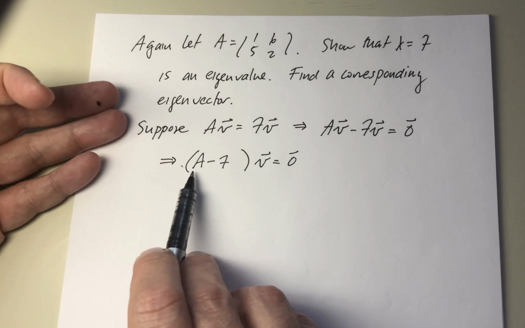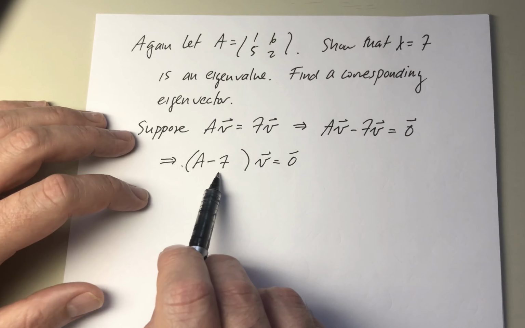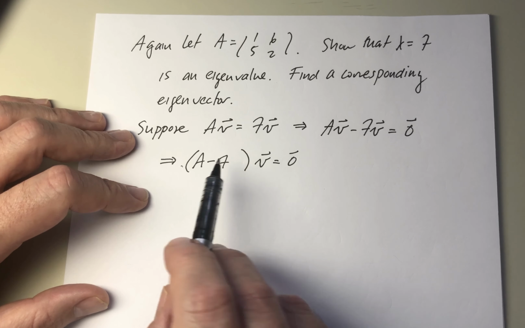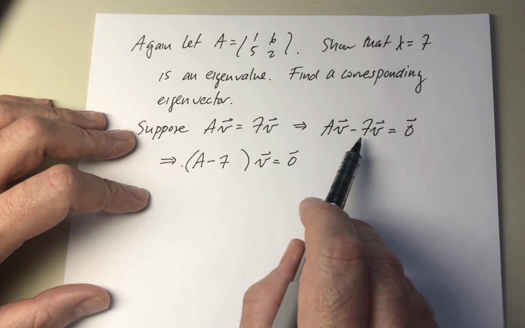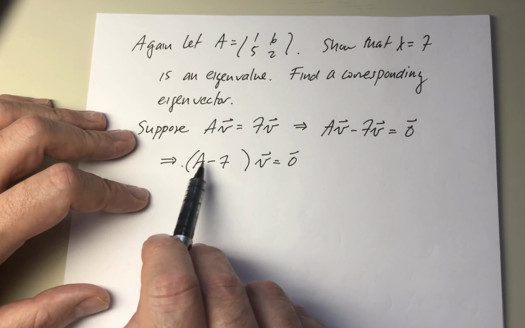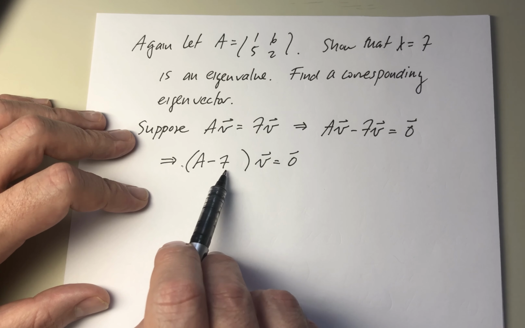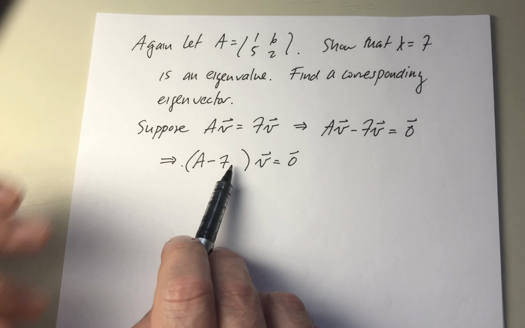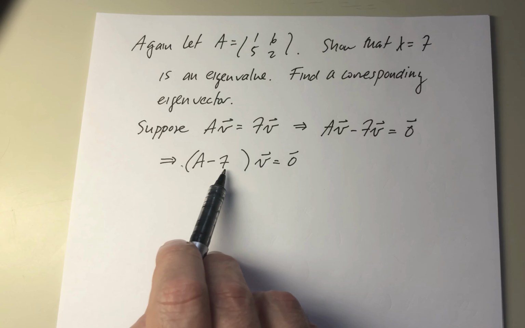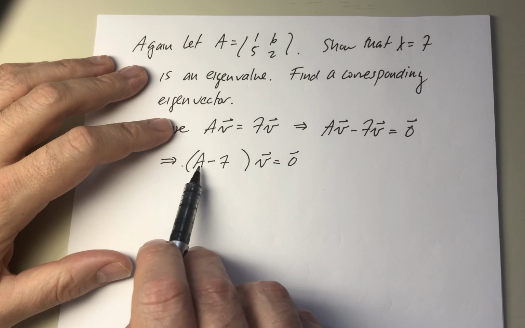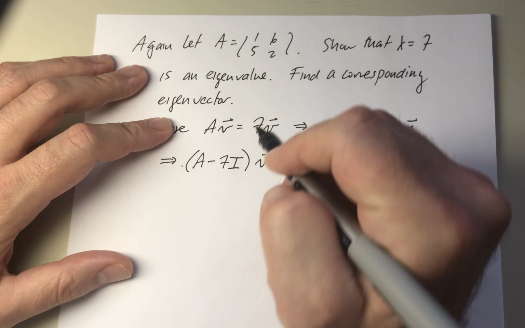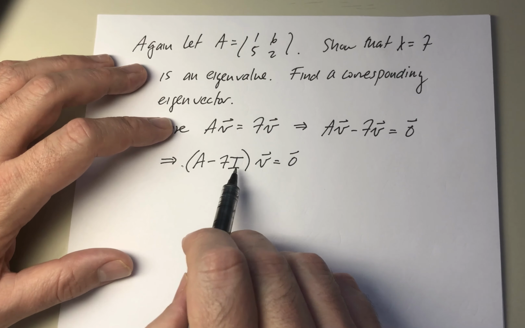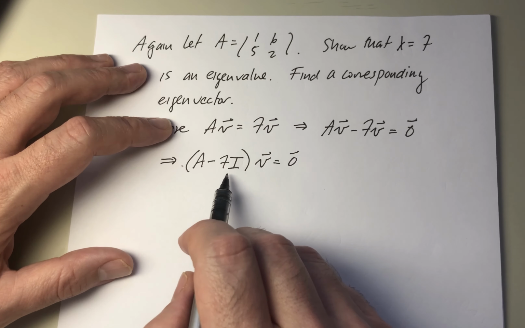So I can't write A minus 7, but I want to know what is the matrix that's doing this multiplication by 7. So what I want to have here is a matrix in the second part of the subtraction. I want a matrix that has the result of multiplying by 7. So what I'll do is take 7 times I, right? In this case, it would be the I2, the 2 by 2 identity matrix.